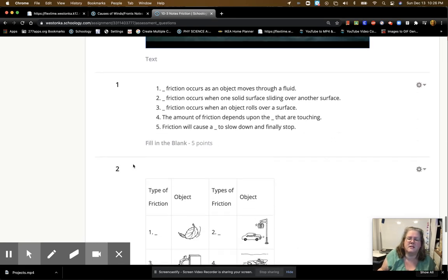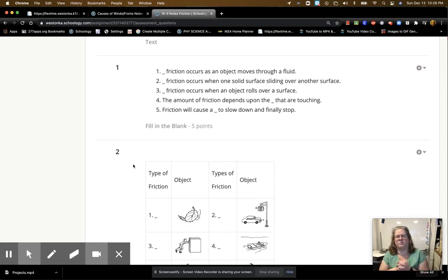All right. When you get a chance, and we'll get to the end of this, you're going to want to go through and fill in these questions. So you need to finish the Ed puzzle, and then you need to come back and do these. So really what we're talking about is fill in the blank. Friction occurs when an object moves through a fluid. You should know that would be fluid friction.